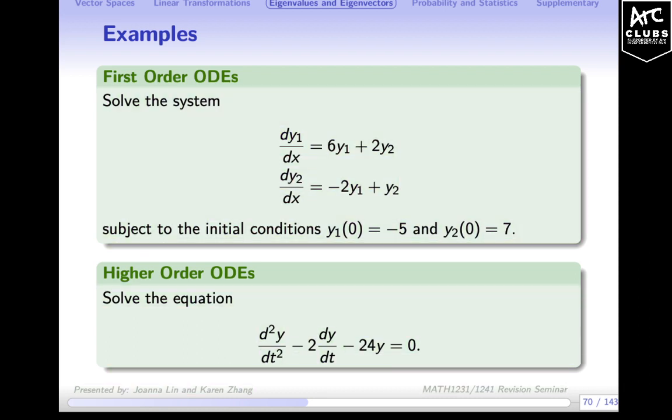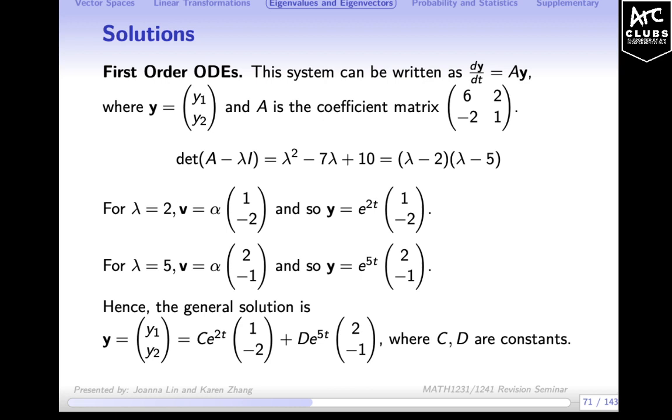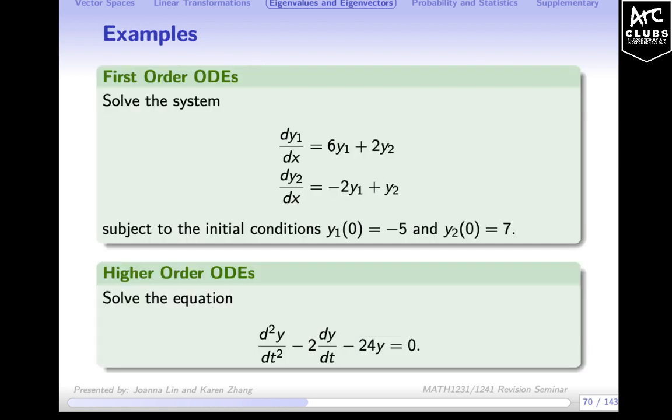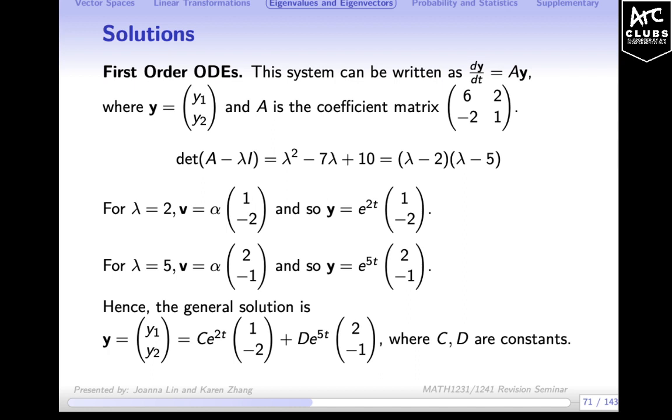Okay, so this system here can be rewritten as dy/dt equal to Ay, where y is your vector here, and A is your coefficient matrix. If you look back at the question, the coefficients of these two equations are 6, 2, -1, and 1. So this is just your coefficient matrix, and if that's a little bit unclear, you can always try to multiply out Ay, and you can see that it is the case. But I believe in the exam, you can just state that it's the coefficient matrix straight away.